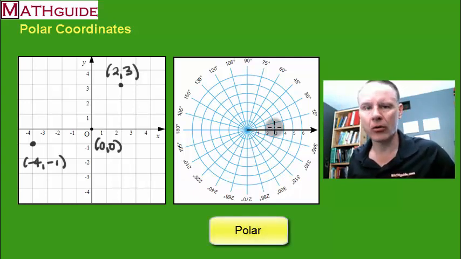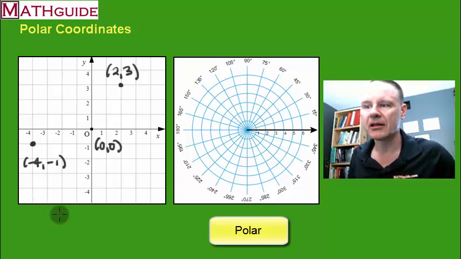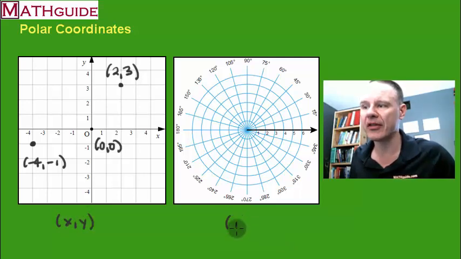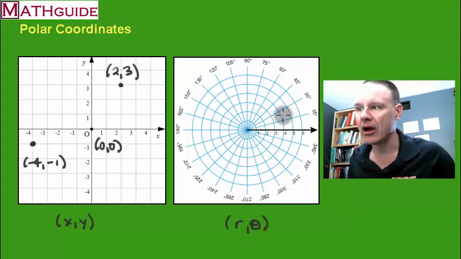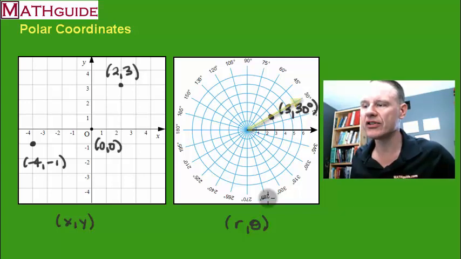In contrast, we have the polar system, which is different because instead of describing points by x's and y's, horizontals and verticals, this one you're going to describe with r's and thetas. So let's say you wanted to talk about this point right here. You would say, okay, what ring is it on? It's 1, 2, 3 units away from the origin. And it's on this 30 degree angle. So you describe it using the radius, how far it is from the origin, and then the angle to the positive x-axis, which is 30 degrees.